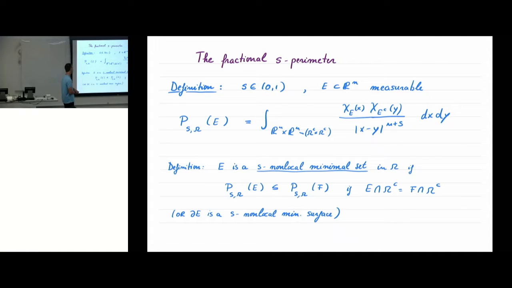And we say that E is a minimizer if the perimeter is the least among all perturbations, all other sets F that coincide with E outside. And sometimes I call E a non-local minimal set, or I say that the boundary of E is an s non-local minimal surface. As I mentioned the other time, if I take the complement of E everywhere, that would still be a non-local minimal set. So really the boundary of E is the one that is important.